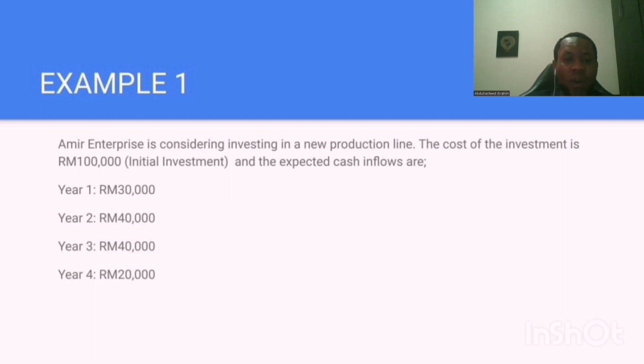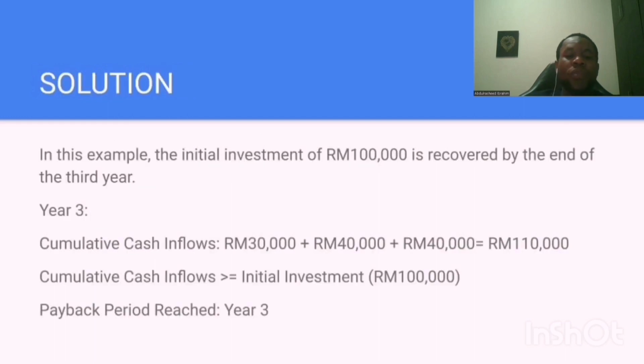In this case, this is the solution. In order for us to calculate the payback period, we need to first determine the initial investment and the expected cash flow.